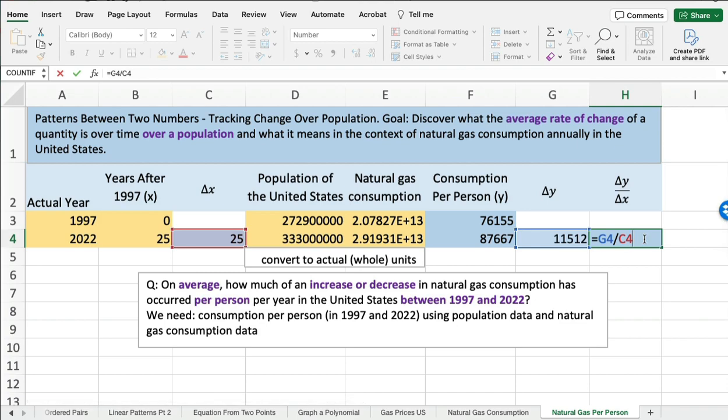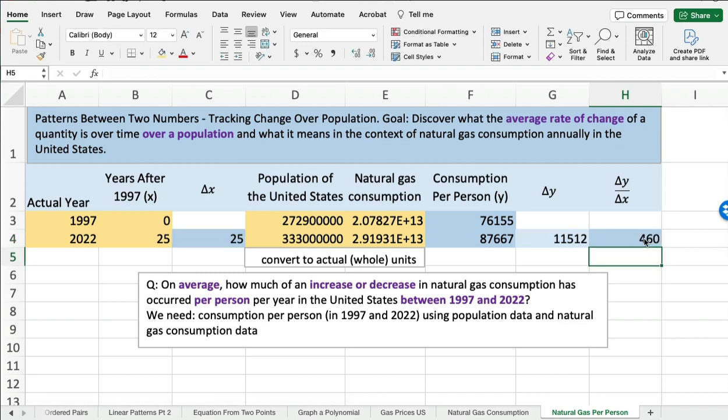So again, the hard part of these problems is determining what the x and the y variables really represent. And it comes down to really just asking yourself, what am I comparing here? I want to know the natural gas consumption per person, and then I want to know how much that changed over time. So when you say that out loud to yourself, you can actually hear yourself explaining what the y and the x variables are.